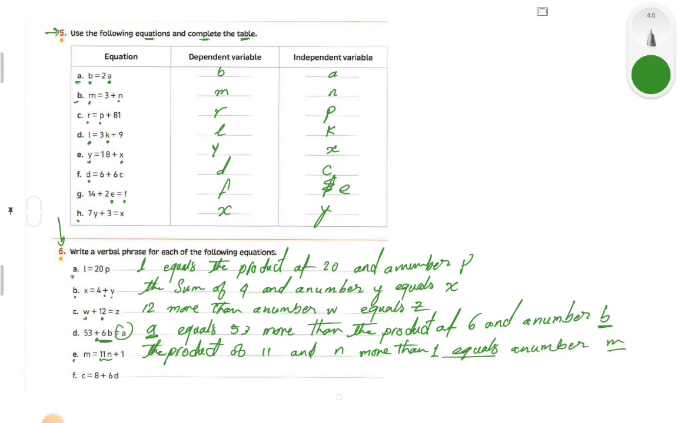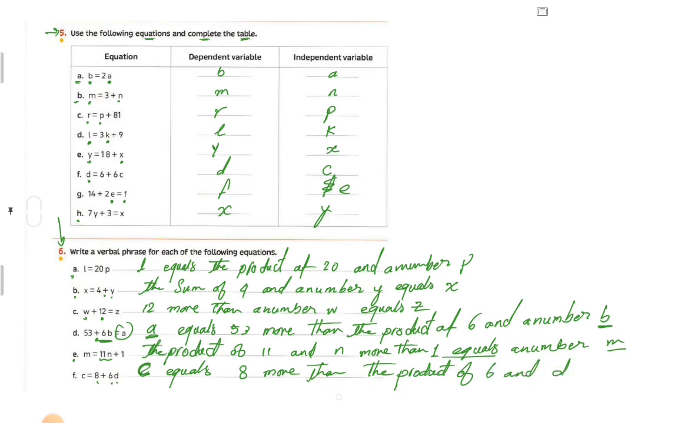Last one, c equals 8 plus 6d. The same. I can say a number c equals 8 plus, I can write it as more than the product of 6 and d.